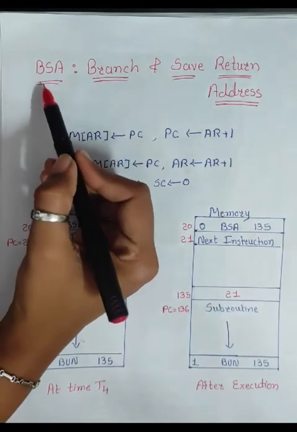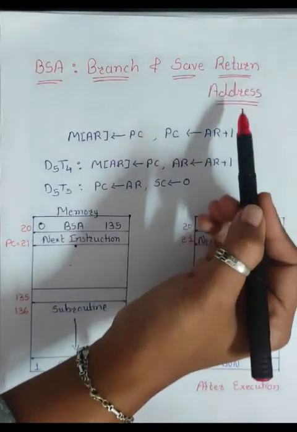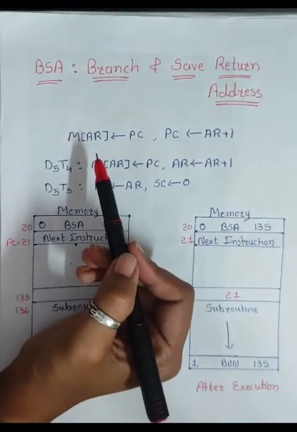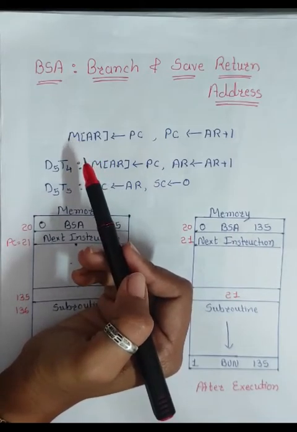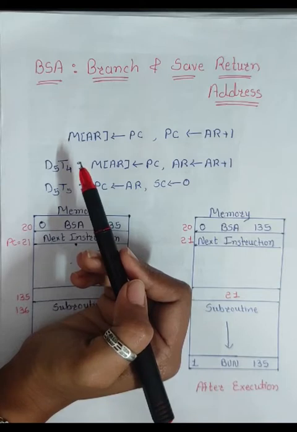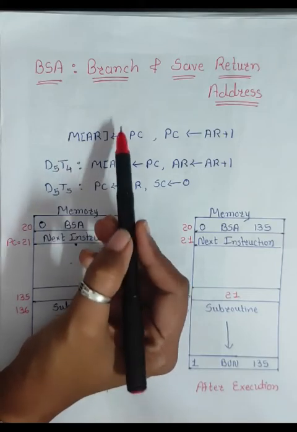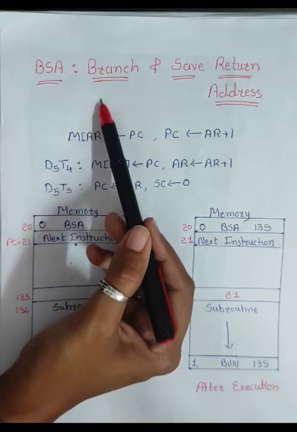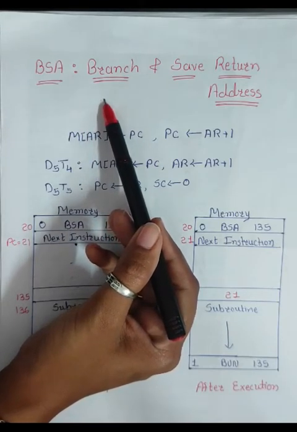The next instruction is BSA, that's branch and save return address. Now what if I want to jump to a particular instruction, but after completing that set of instructions, I want to return back to the original one? That is called a subroutine, a portion of instructions. So this instruction is useful for branching to a portion of the program, which we call a subroutine or a procedure.